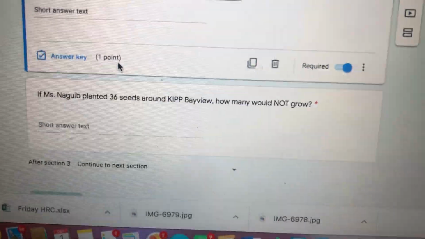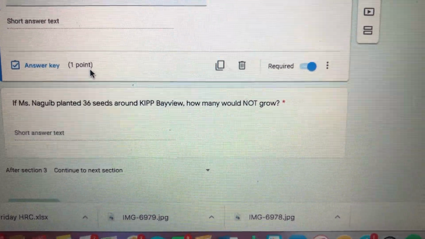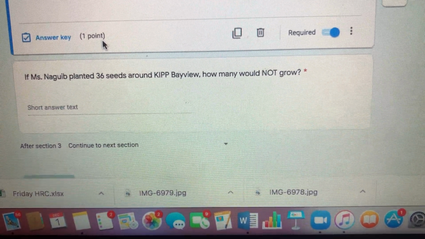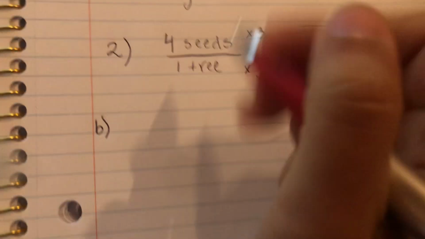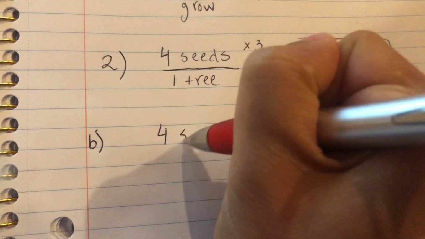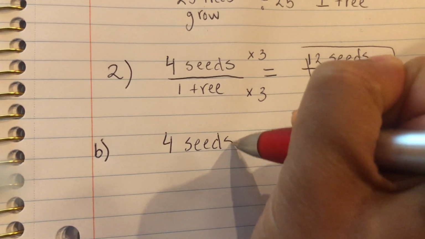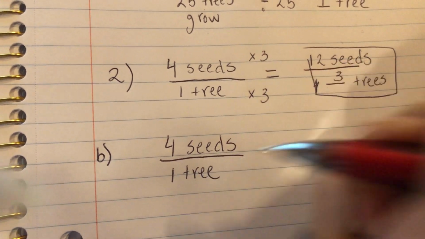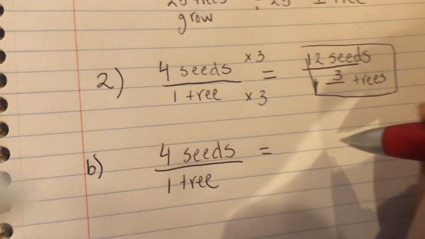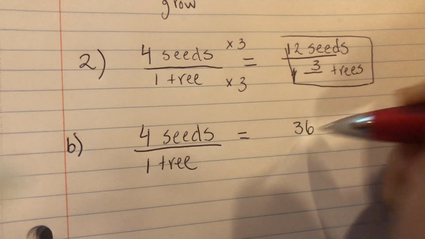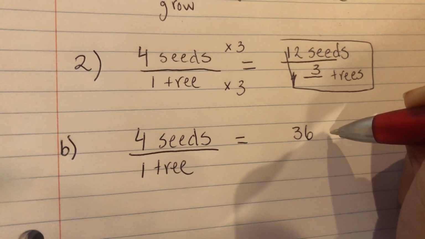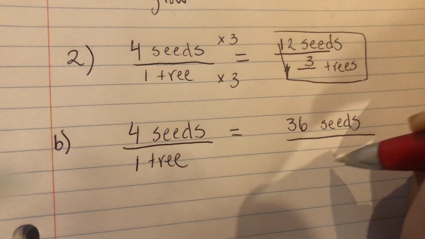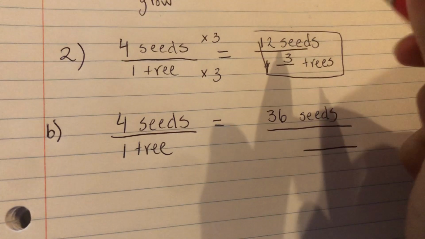So again, we're going to use our unit rate to always find the missing value by using a proportion. So let's use the unit rate here. I know that for 4 seeds, my unit rate is telling me we have 1 tree that will grow. So it's asking us, if we have 36 seeds, how many trees will not grow?